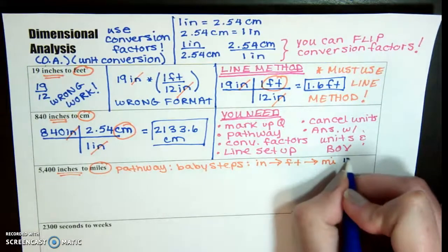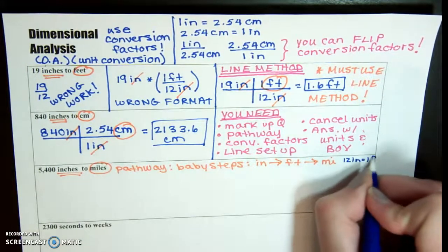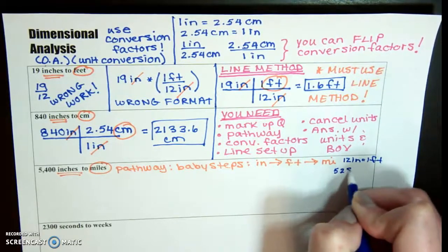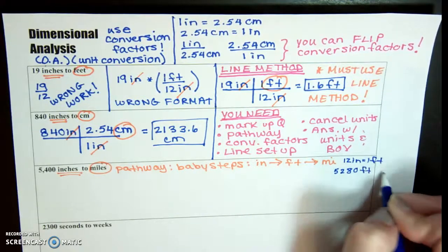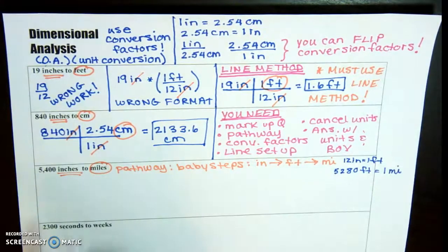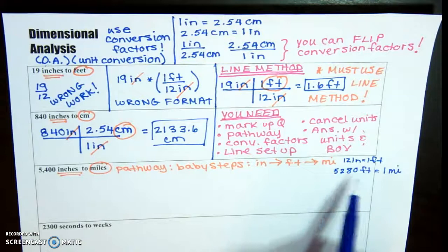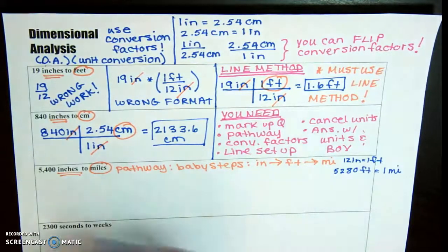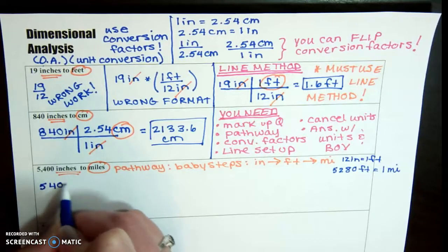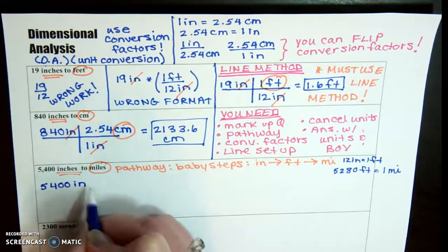There's 12 inches in 1 foot. And there's 5,280 feet in 1 mile. So I'm going to use those conversion factors to help me do my baby steps. So I'm going to start with 5,400 inches.